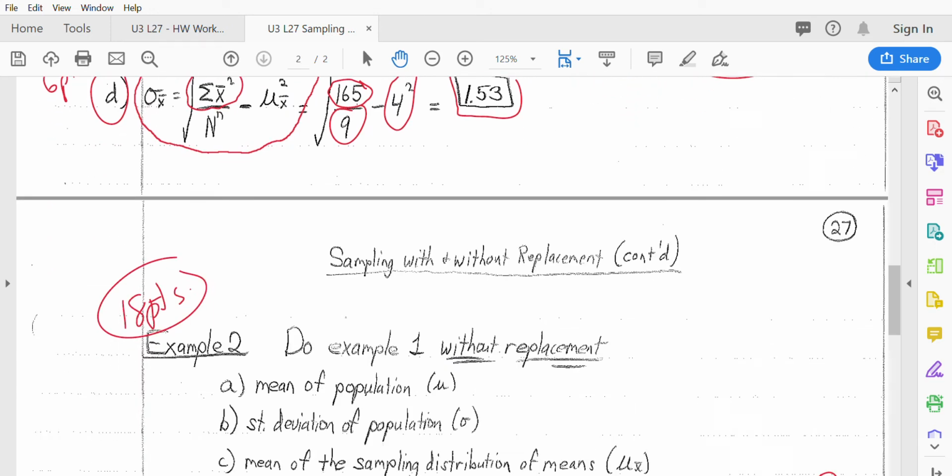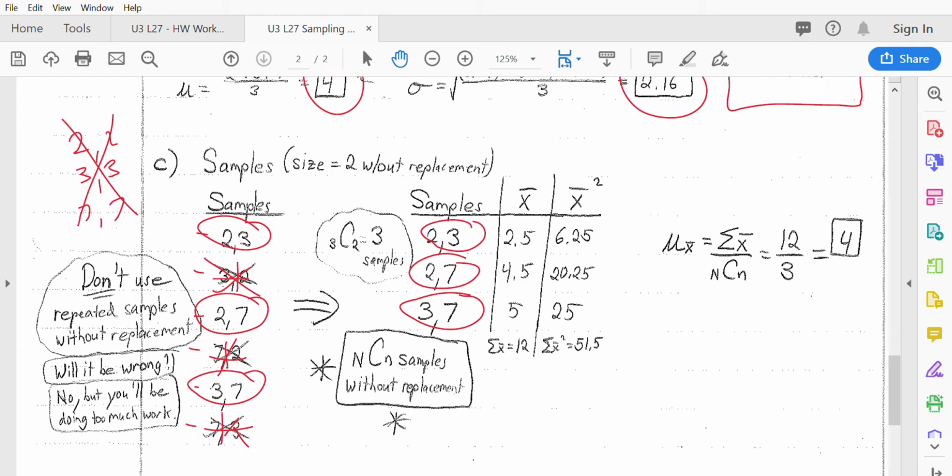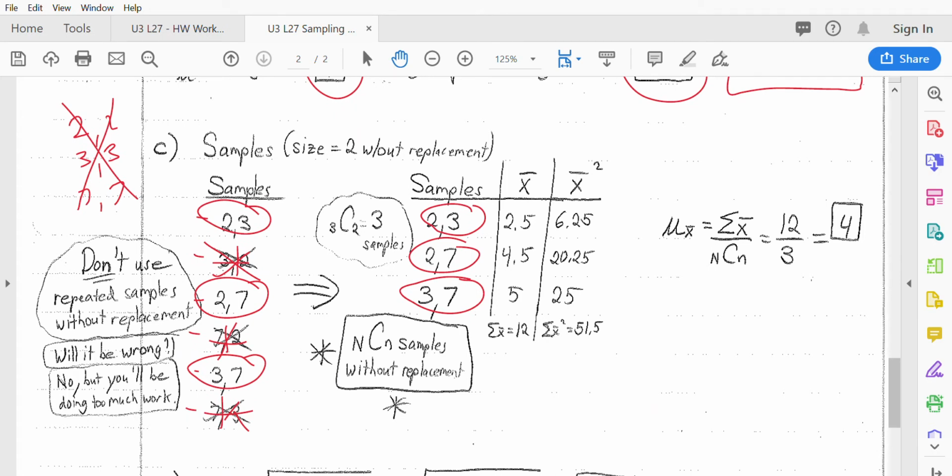Let's go back down to example 2 now. How many samples should you get when drawing without replacement? The formula is not N to the n power, but rather big N C little n samples. Or in this case, 3C2, or just 3 samples. Again, is it something that needs to be memorized? No. But is it a great way to tell how many samples you should get without making too many or too few samples? Absolutely. Okay, so we have 3 samples, or big N C little n samples without replacement. The next process remains exactly the same. This is going to go super fast.